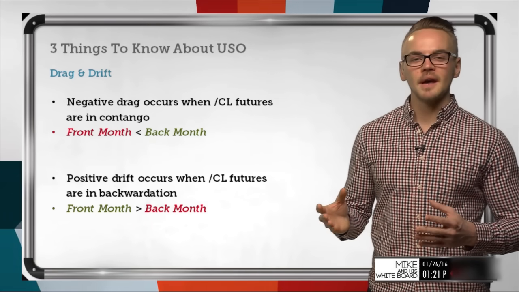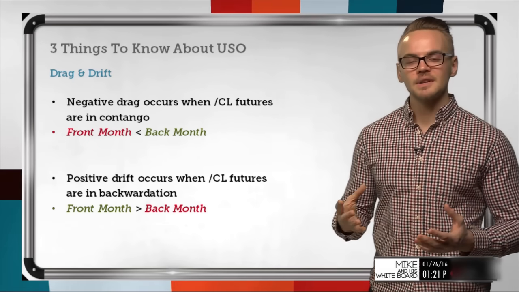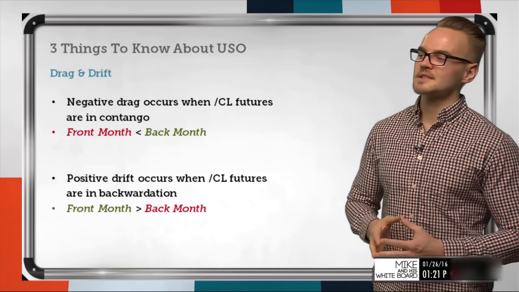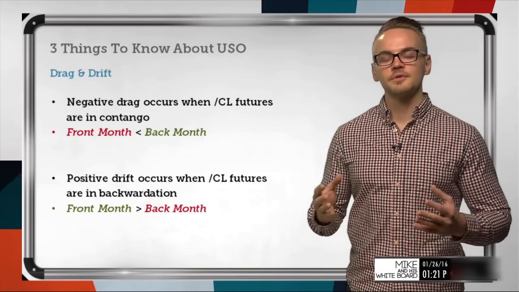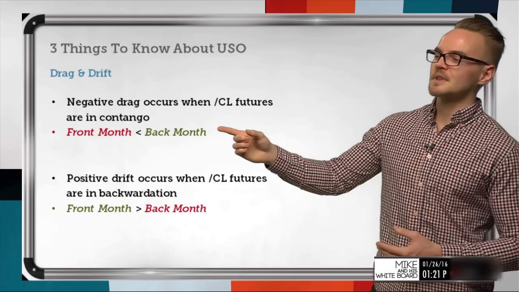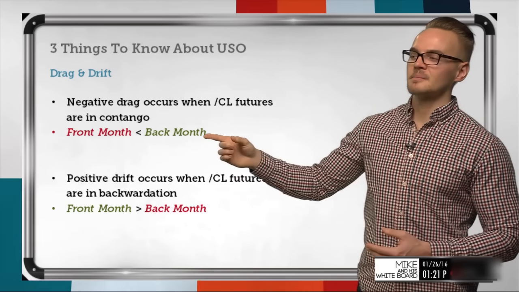So contango and backwardation are pretty heavy terms, but they're really simple to understand if you just dig into them. When we're looking at a futures curve being in contango, all we want to see is that the front month, in red, is less expensive than the back month.